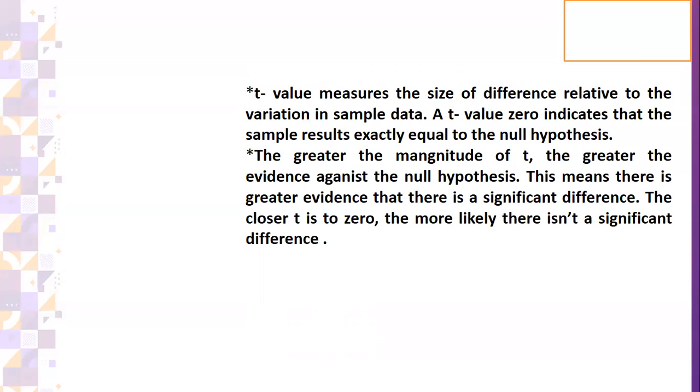So this means that there is greater evidence that there is a significant difference. The closer the T is to 0, the more likely it isn't a significant difference. So there is no difference at all. That's the null hypothesis, which carries a negative implication. That's what the statement or the question is talking about.